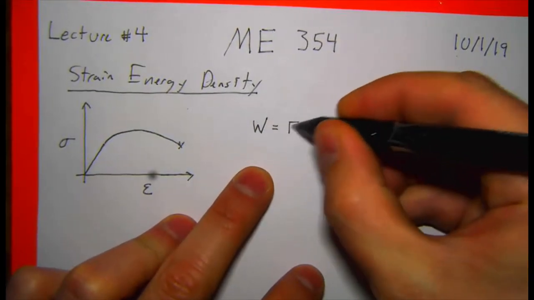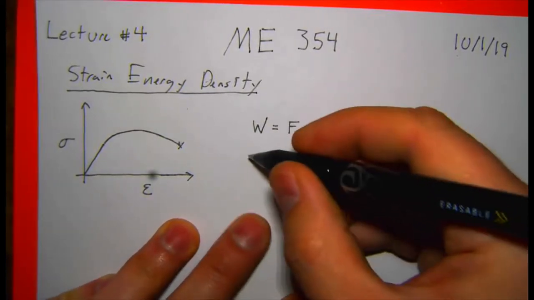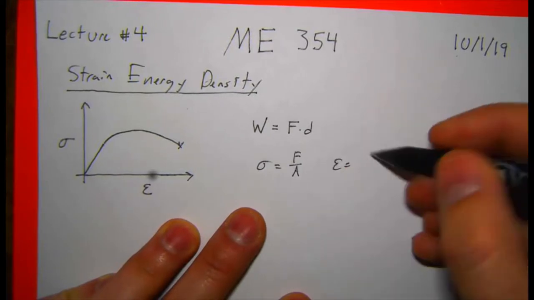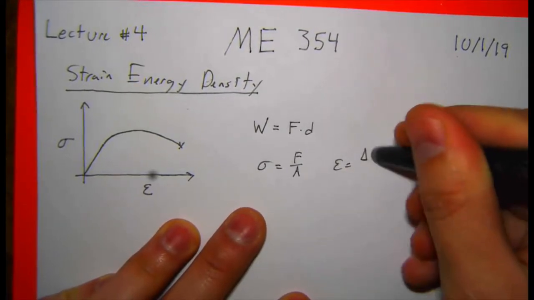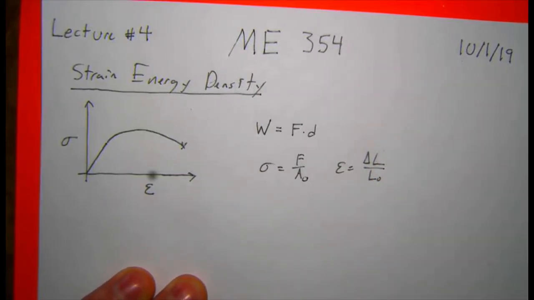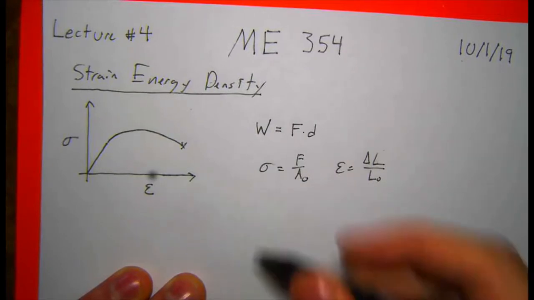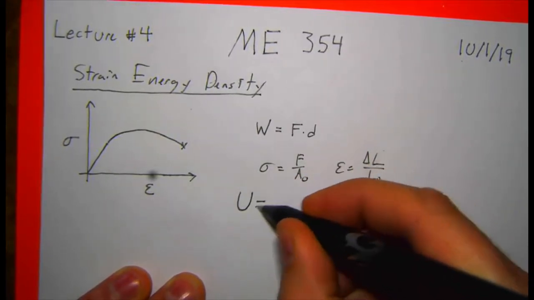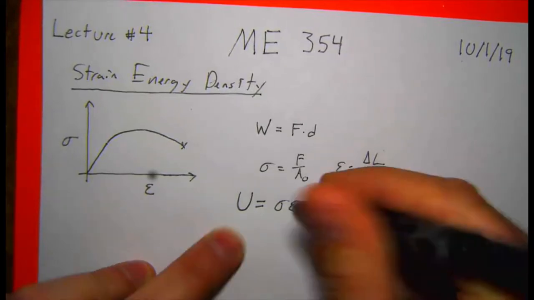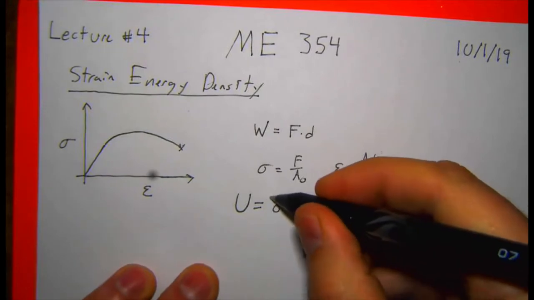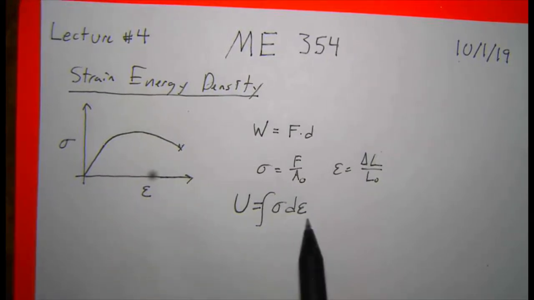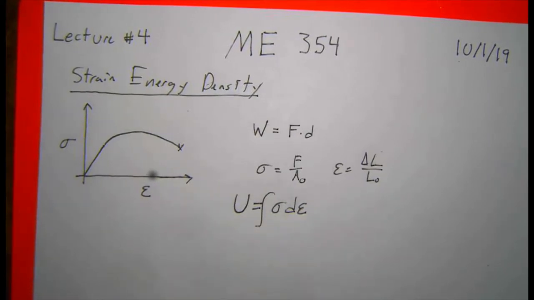Our work is our force times our distance, from general physics. Our stress here is force over area. Strain is the change in length, which is also the distance that it's displacing, over L naught. So this is for engineering definitions. It's convenient to take that work, say that it's some energy, and say that our strain energy density, because we have the amount of work going in per unit volume, is some stress times strain. Because these aren't necessarily directly related, I want to find out the stress distribution relative to the strain in a material that's being deformed.